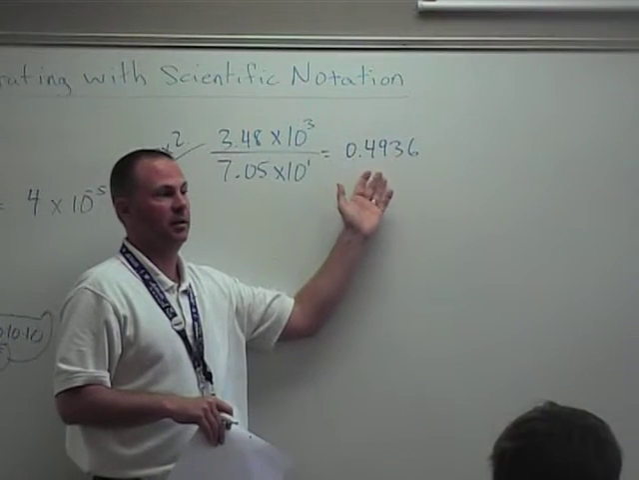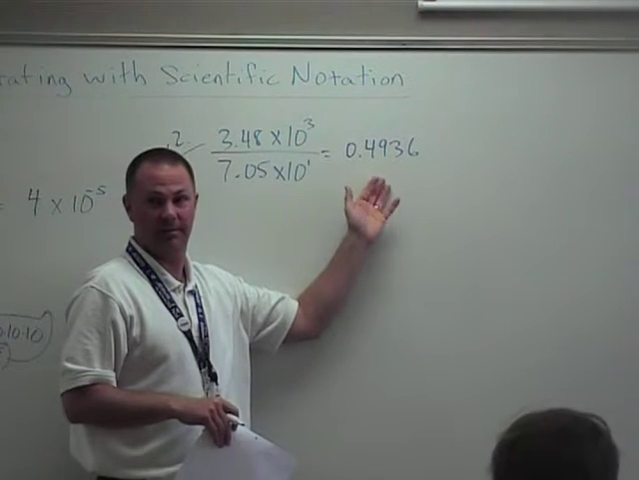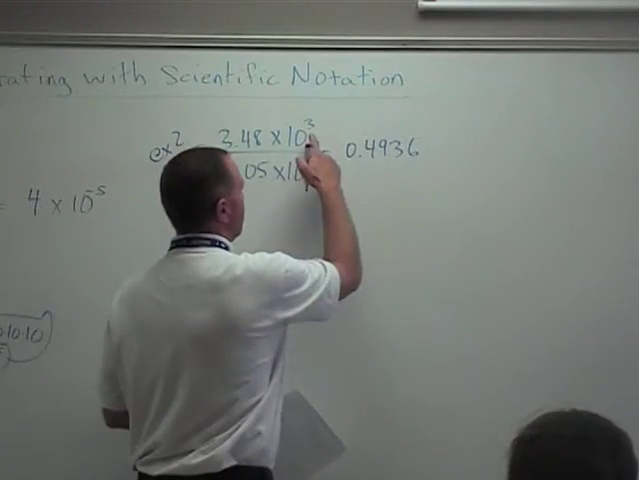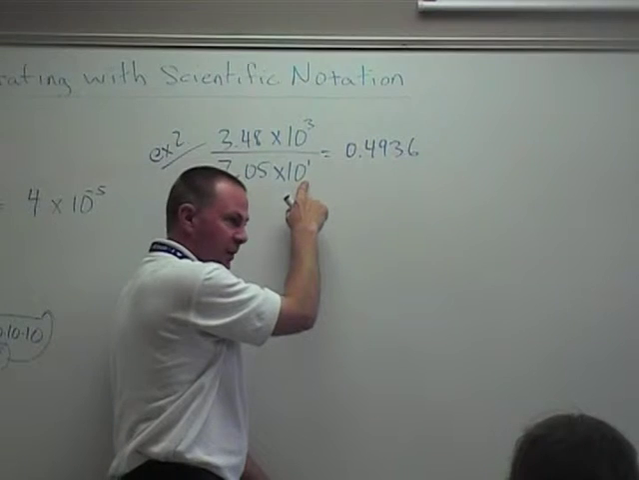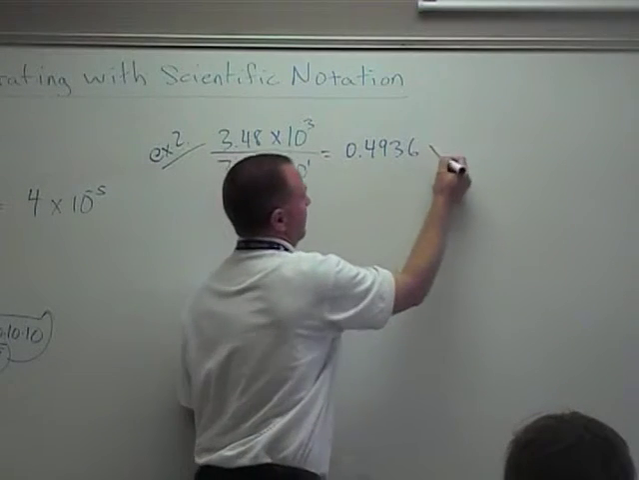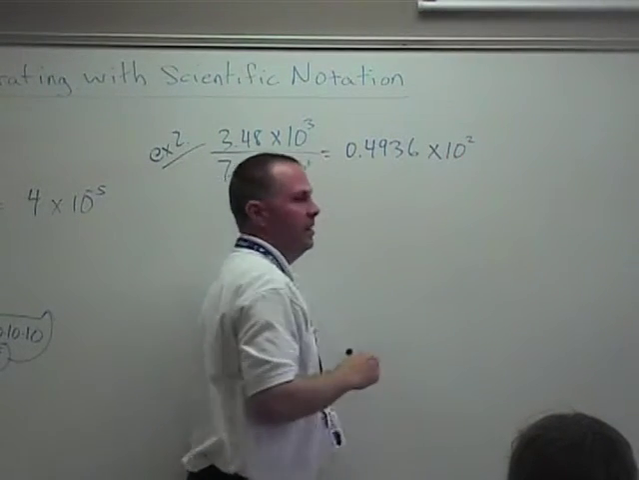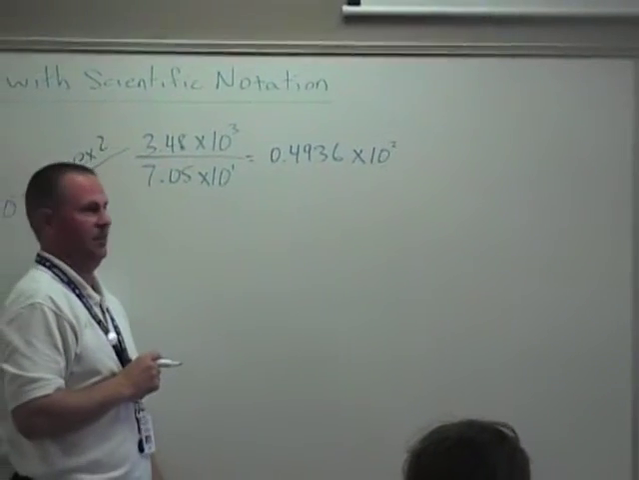Can I go on? Yes. Now, there's 3 tens on top. There's 1 on the bottom. Positive 2, thank you. There you go. Okay, now this is easy. You're not done.